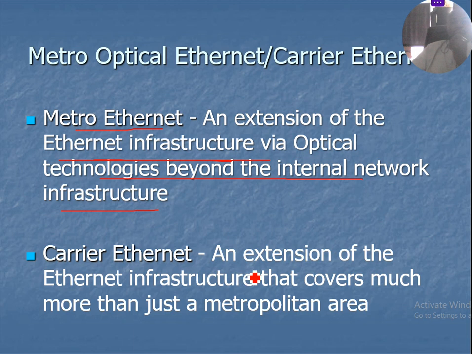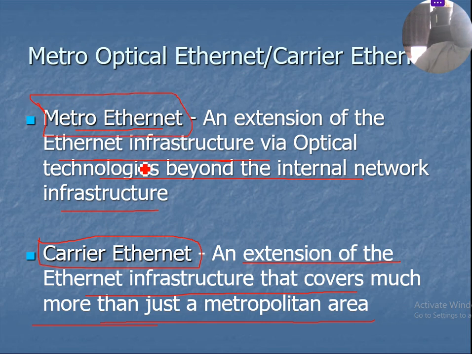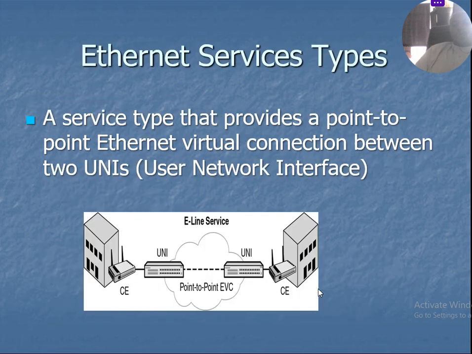Carrier Ethernet is an extension of the Ethernet infrastructure that covers much more than just the metropolitan area, maybe the wide area. Carrier Ethernet is used to carry your data from your data service unit or your channel service unit by the telecommunication carrier to the wider world. Is that okay? While the metro is to cover your metropolitan area, maybe within the cities or to the nearest cities. Okay, now let's move on quickly for the sake of time.